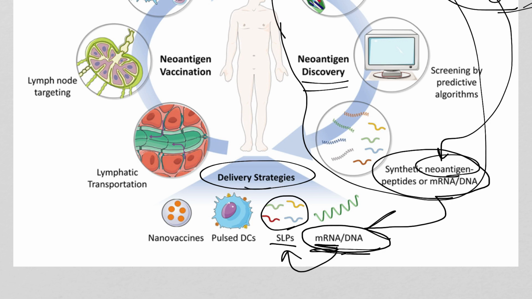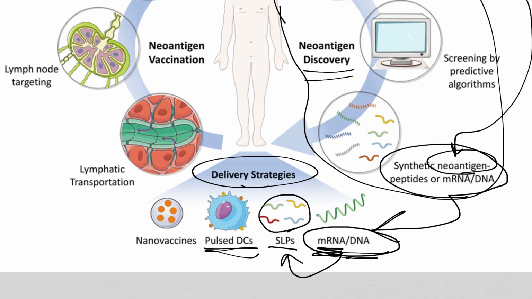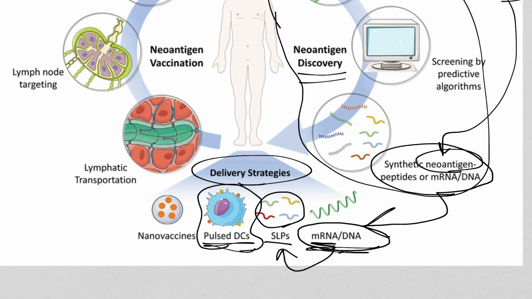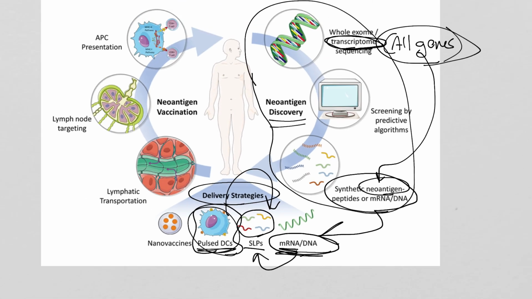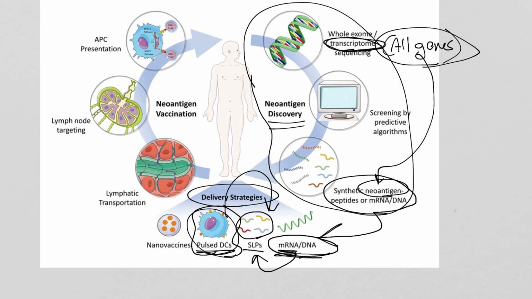All right. Pulsed DCs, these are dendritic cells. This is where you actually take cells, these dendritic cells are part of the immune system in the patient, expose the dendritic cells to these peptides, and then put the actual whole cells back into the person. That's effectively getting even closer to the final product, right?